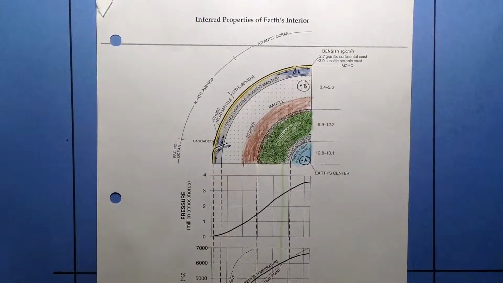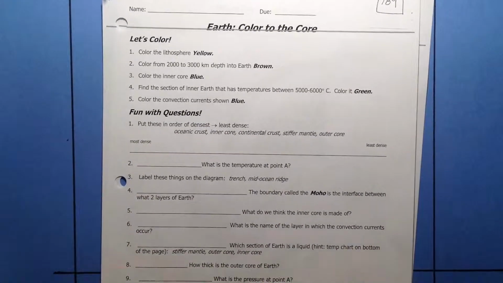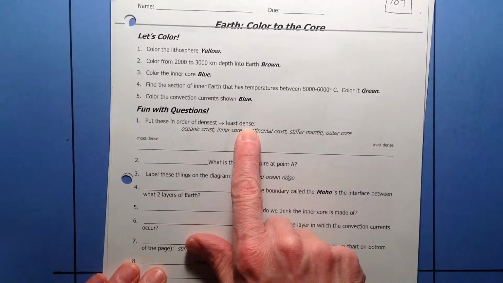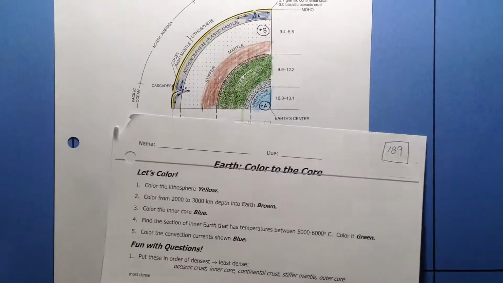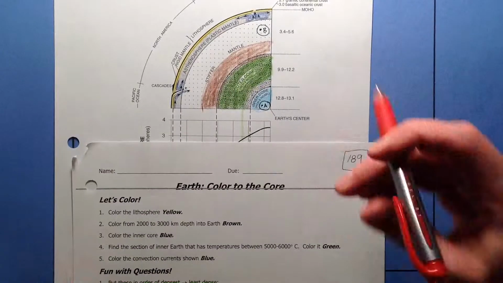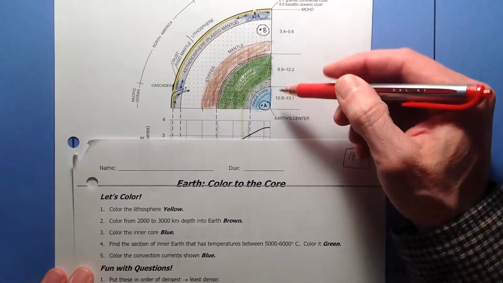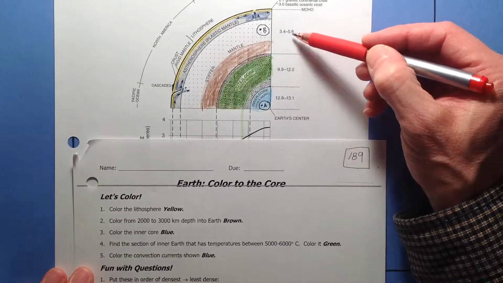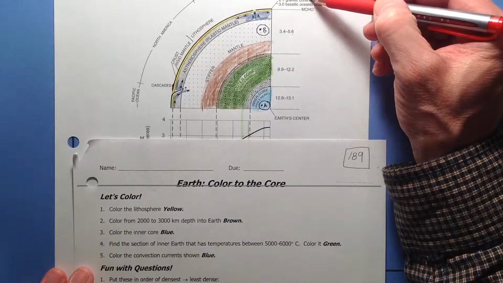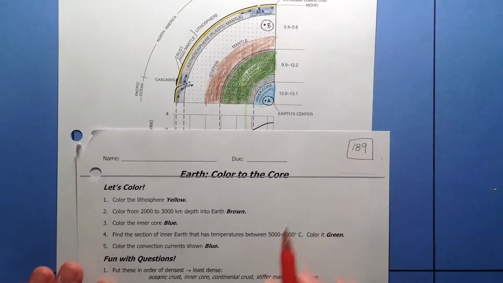Okay. Now, let's see what kind of questions we have. Put these in order of densest to least dense, and it's these layers here. So the densities are here. And if you look, these are all numbers for density. So it really goes, the densest stuff is in the middle. Inner core, outer core, stiffer mantle, and then you have continental crust and oceanic crust. Okay, so that is what the order should be.